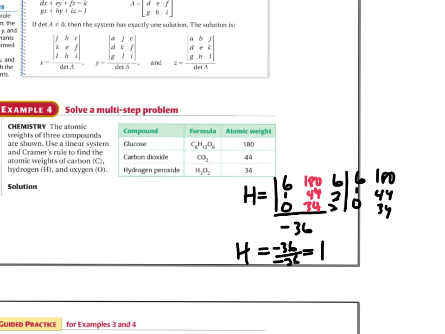Finally, we need to find our oxygen atomic weight. I will do that up here. Oxygen, and we know our determinant in the denominator is a negative 36.